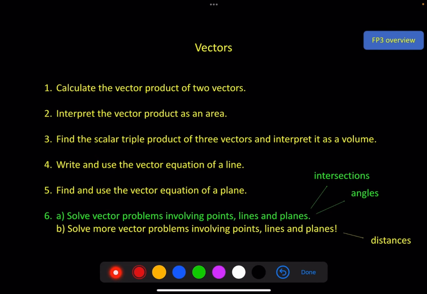Okay, in this video we're going to solve problems involving points, lines and planes using a lot of the work that we've done so far. Specifically in the first half we're going to look at intersections and angles, and in the second half we'll look at distances. There'll be a halfway point there if you want to pause the video or stop it and go back to it another time, because this is quite a long video.